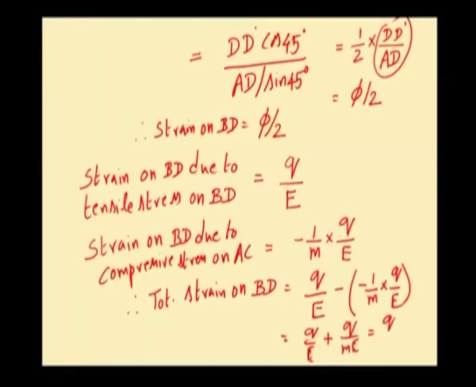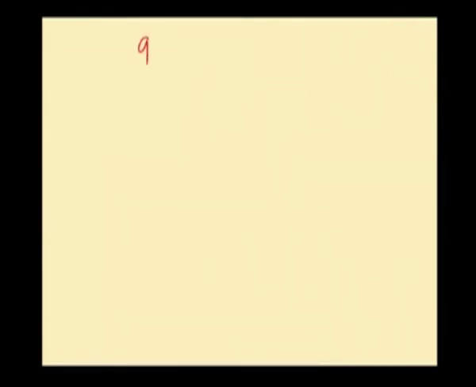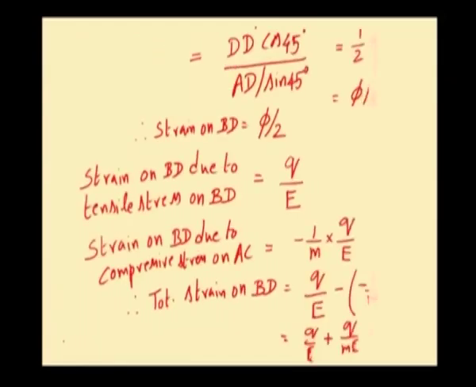We can take Q by E outside. So, we will be having Q by E into 1 plus 1 by m. So, Q by E into 1 plus 1 by m is the strain on BD which is calculated. Already we have calculated the strain on BD as phi by 2.